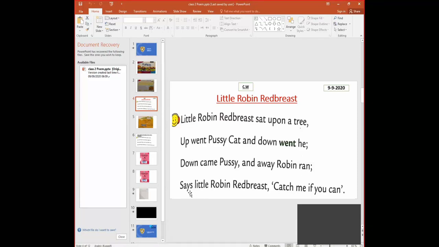The last sentence. Says little Robin Redbreast, catch me if you can. Yes. If you can. Very good. Thank you, Mariam.